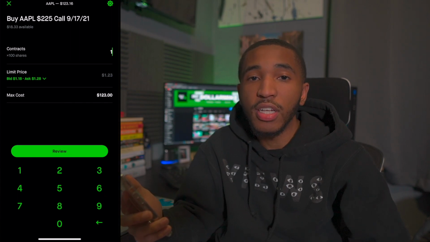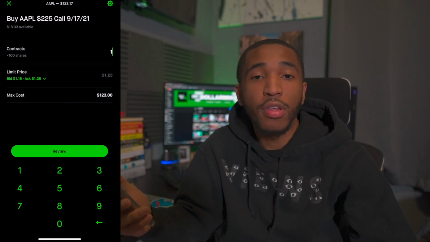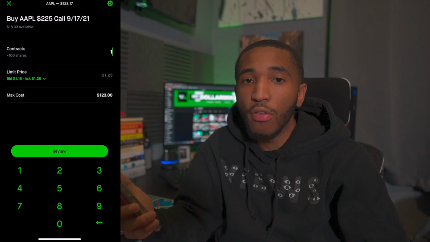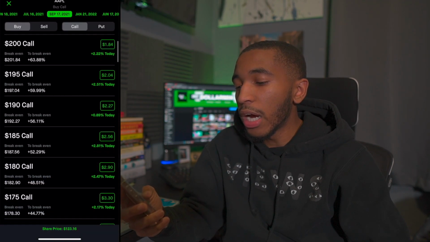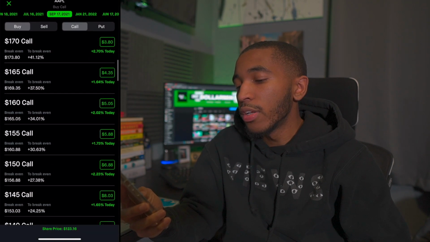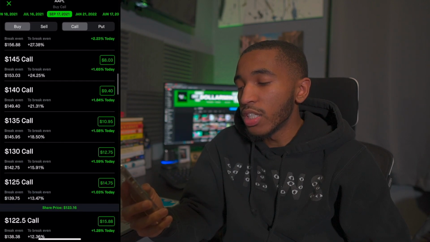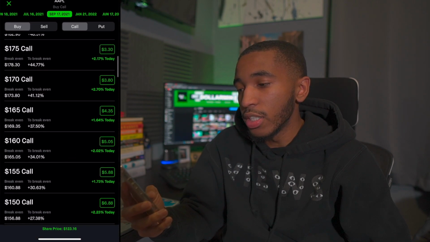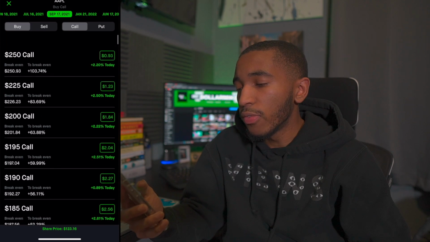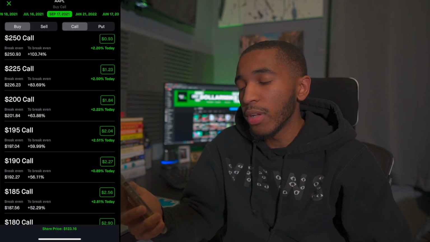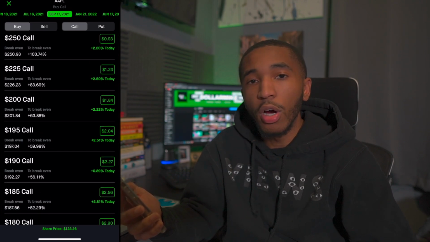Otherwise, I have to either sell that option that I bought for either a loss or whatever gain I might have already. If we go back out and scroll down a little bit, I'll select something a little bit more reasonable. It'll obviously cost more. You can see these numbers are going up on the right side. You can see up here where I was at before, 225, it was $1.23 multiplied by 100, essentially $123.